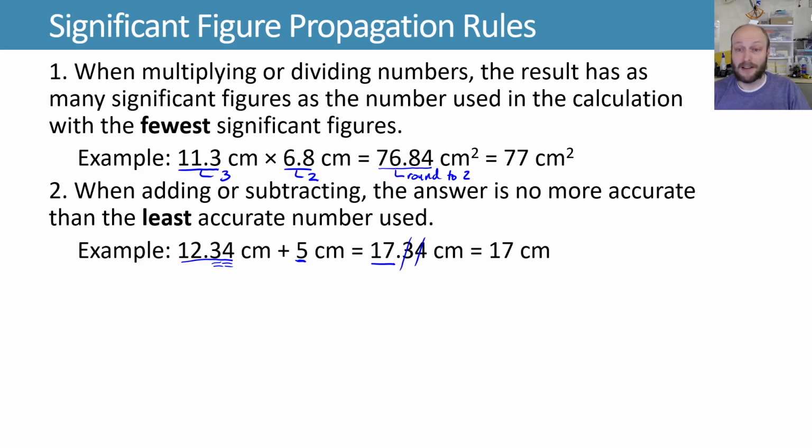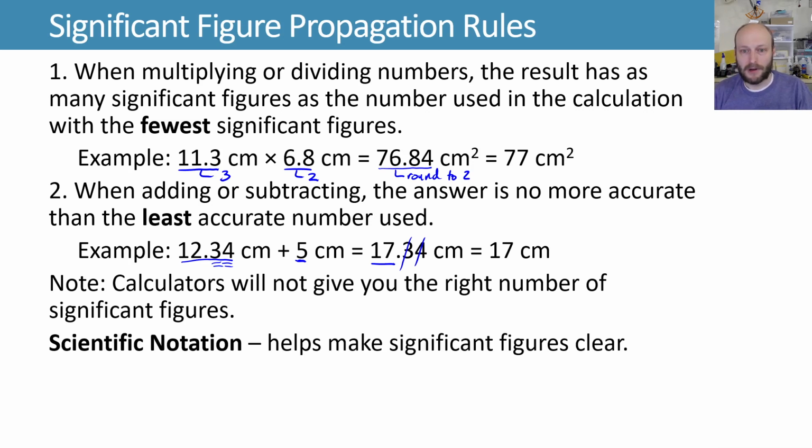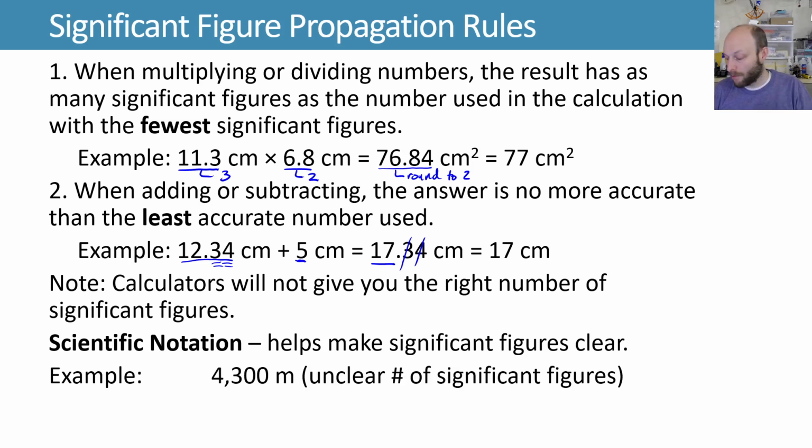When you plug stuff into your calculators, it doesn't give you the right number of significant figures. And we noted that some of the trailing zeros can be confusing for things that are above 1. So here, scientific notation helps. 4,300 meters is unclear. Do I know it as 4,300 exactly? Or do I know it as 4,030, but then uncertainty is in here? Or is uncertainty here? Like, at what point am I uncertain about the numbers?